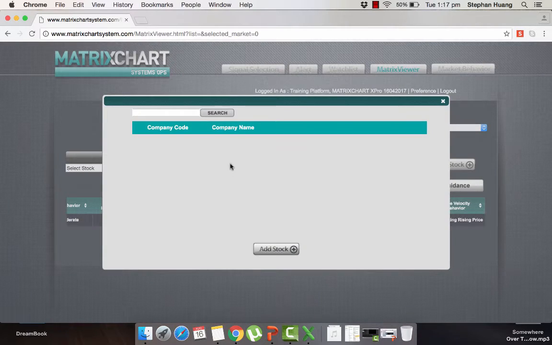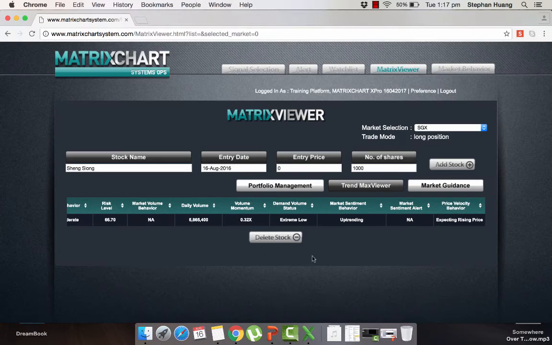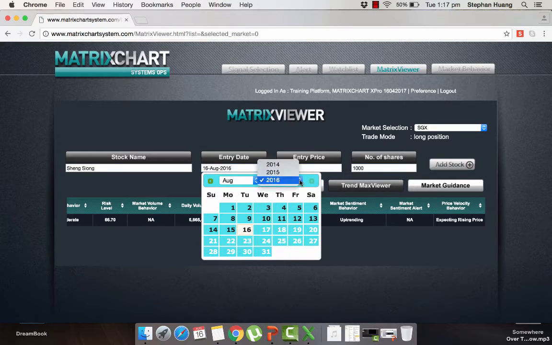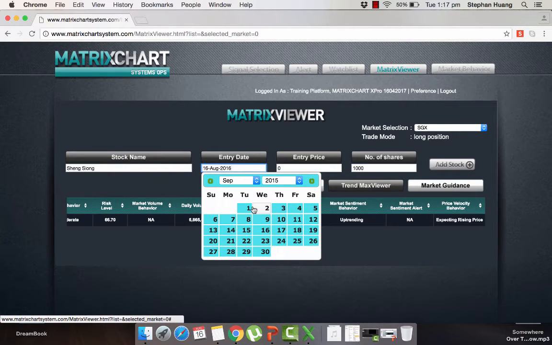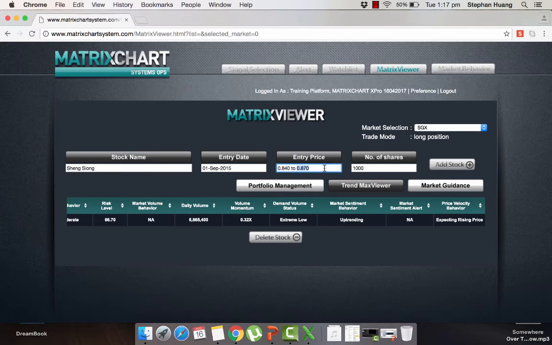We'll do it again. So step 1, you go to add a stock. Let's do Sheng-Siong. Search. By the way, you don't have to put the full name out. You can just put the first few letters and they'll find it for you. There you go. Okay. Add stock. Let's just say we bought it in September, maybe the 1st. Number of shares. And then we click add stock.